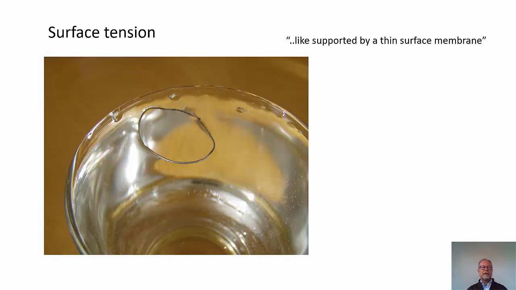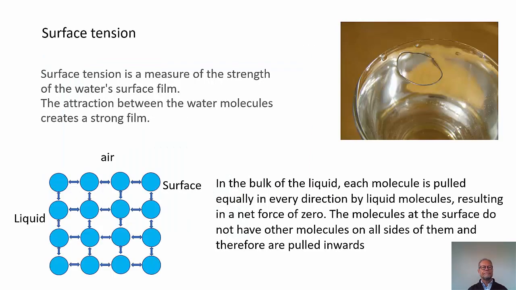With this picture we see a small steel wire, a loop of a steel wire actually resting on the water surface. And we know of course that steel is more dense and should normally sink to the bottom. But somehow here the wire is supported by a surface membrane. And this is a phenomenon of surface tension.